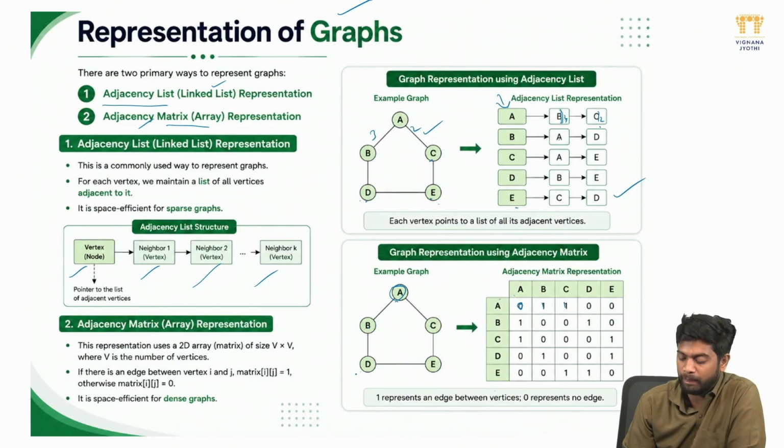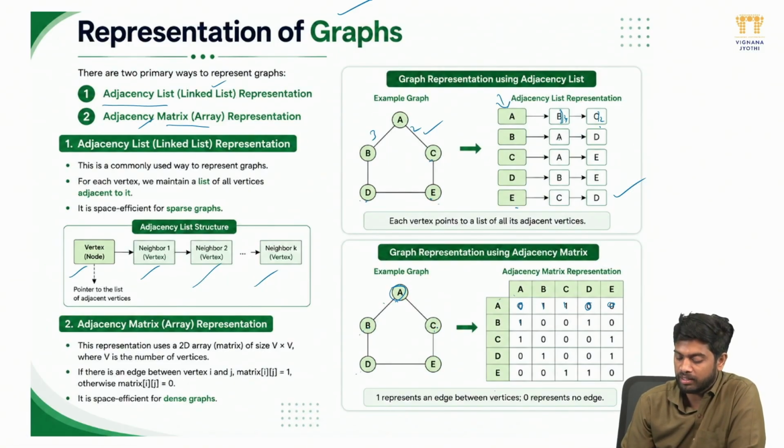A to D, do we have a path? No. That's why we are representing it with 0. From A to E, again 0. Now we have to consider from B. B to A we have a path, yes, 1. From B to B, no self loop, 0. From B to C, no path, that's why 0. From B to D, yes, there is a path, 1. From B to E, no.